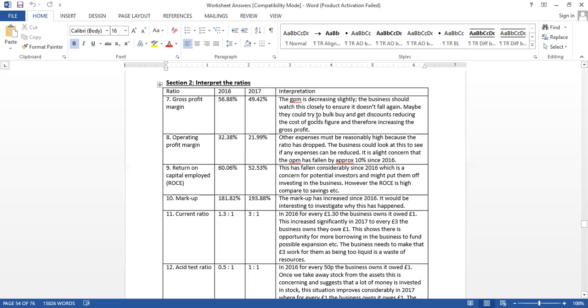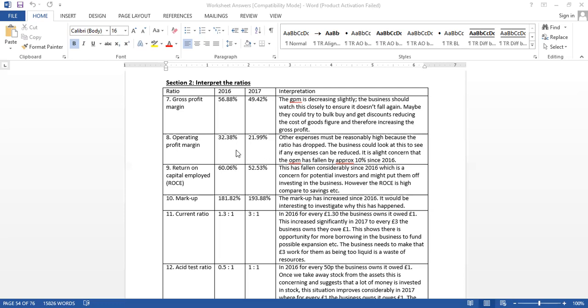They should try to take a bulk purchase and get a discount, and the discount reduces the cost of sale, right? So you have to think about it that way. Then only can you improve the gross profit margin. If you get a discount, then you can reduce the cost of sale, and then you can increase the gross profit.